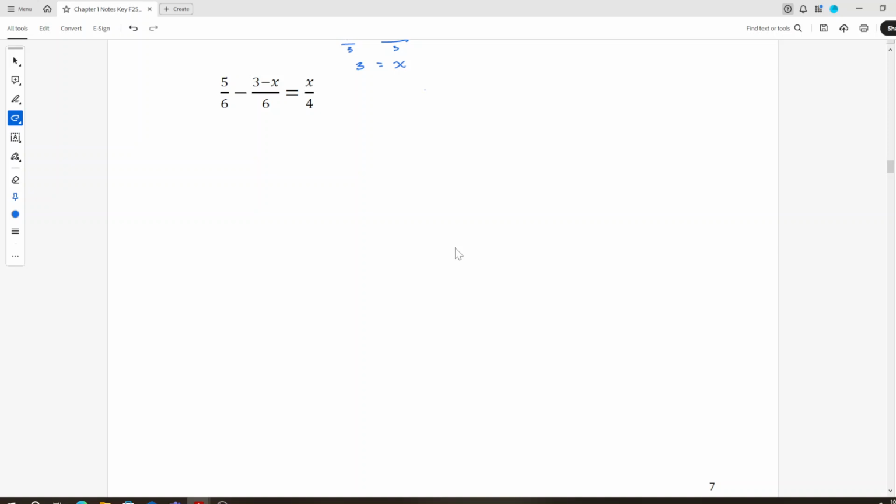So for this one, lowest common denominator, a number that 6 and 4 both go into. You can choose 24, but that wouldn't be the lowest common denominator. So I would go multiples of 6. So 6, 12. Since 4 goes into 12, I'm going to pick 12. So I'm going to multiply both sides of the equation by 12.